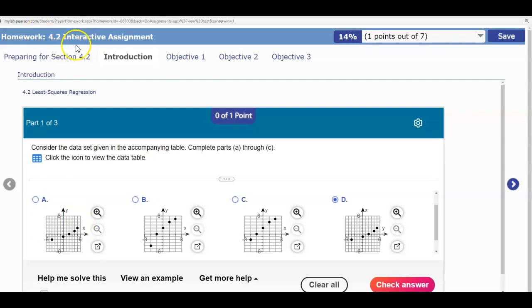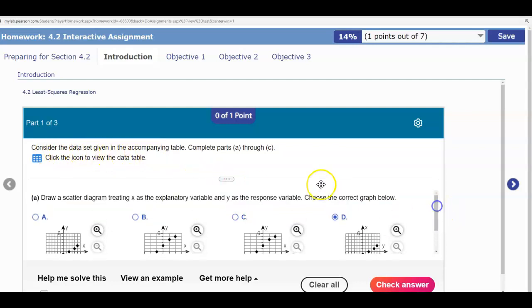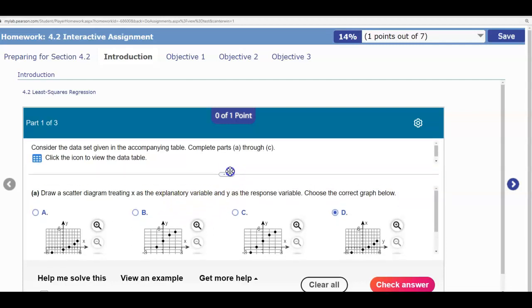Section 4.2 Interactive Assignment Introduction. In this example, it says consider the data set given in the accompanying table, and then we're going to complete parts A through C. So the first part wants us to draw a scatter diagram treating X as the explanatory variable and Y as the response variable, and then we're going to choose the graph below.